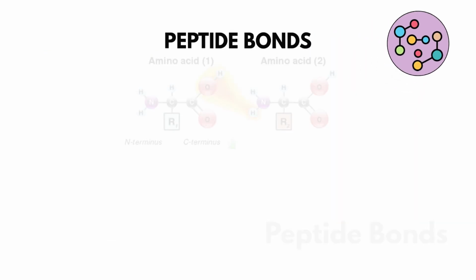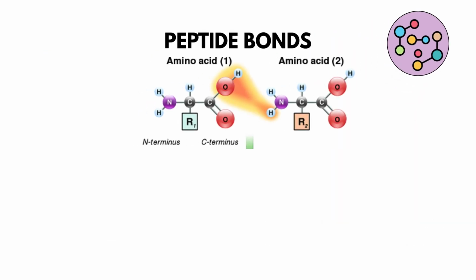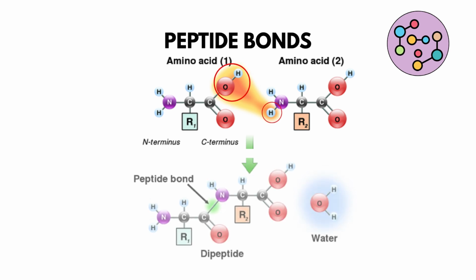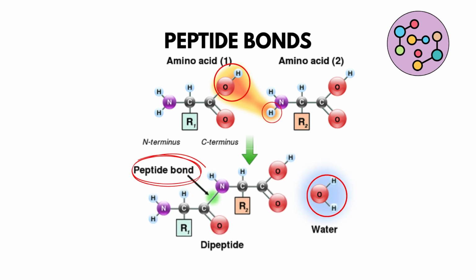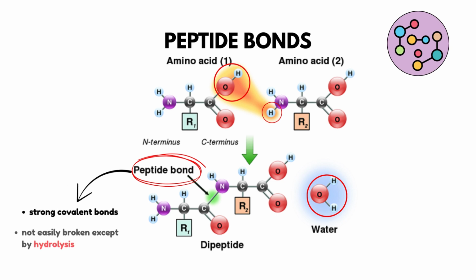Peptide bonds. Proteins form when amino acids link together. The carboxyl group of one bonds with the amino group of another, releasing water. That's the peptide bond. Remember, peptide bonds are strong covalent bonds, not easily broken except by hydrolysis.